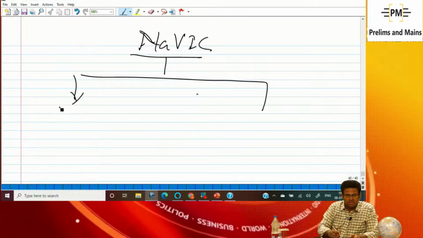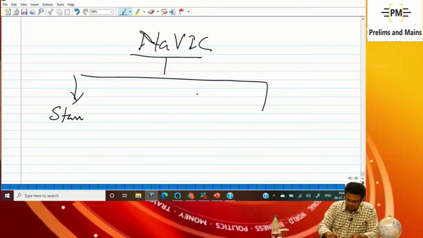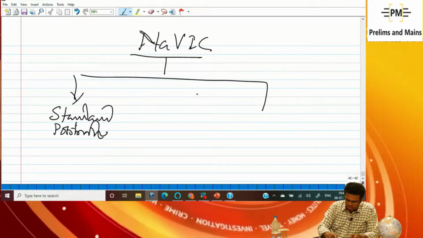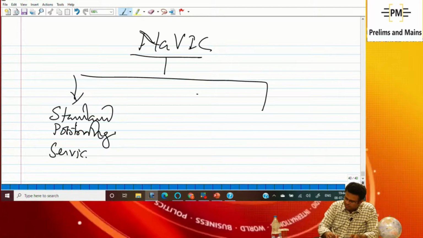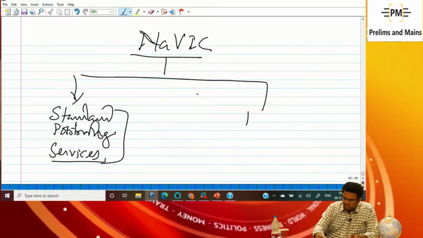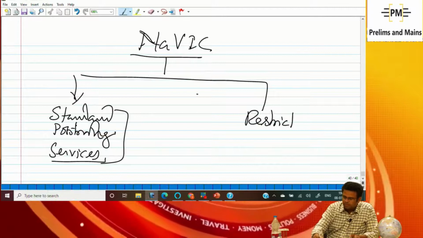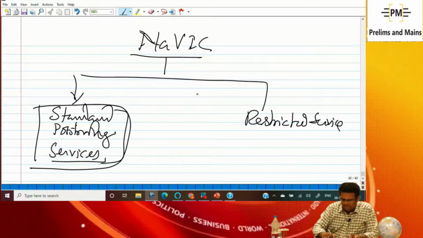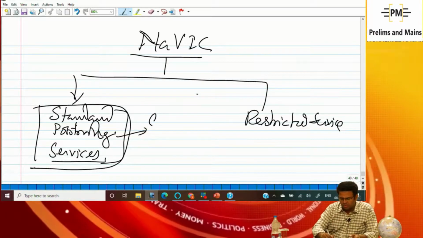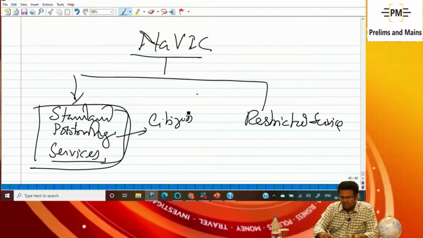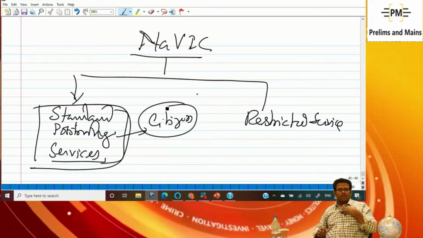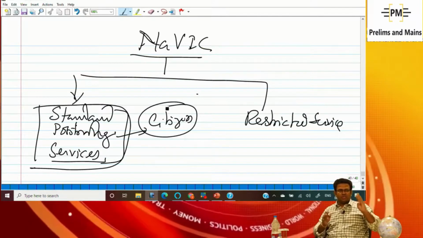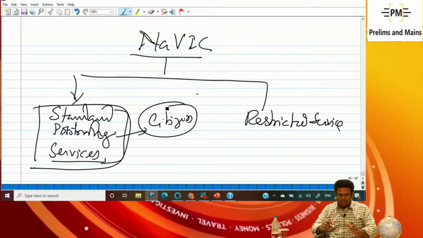standard positioning services, and another it is restricted services. So it will give the standard positioning services for the citizens of India, means we are going, Uber is going, anyone who is going anywhere in India, their position, navigation and time will be given by the NAVIC.